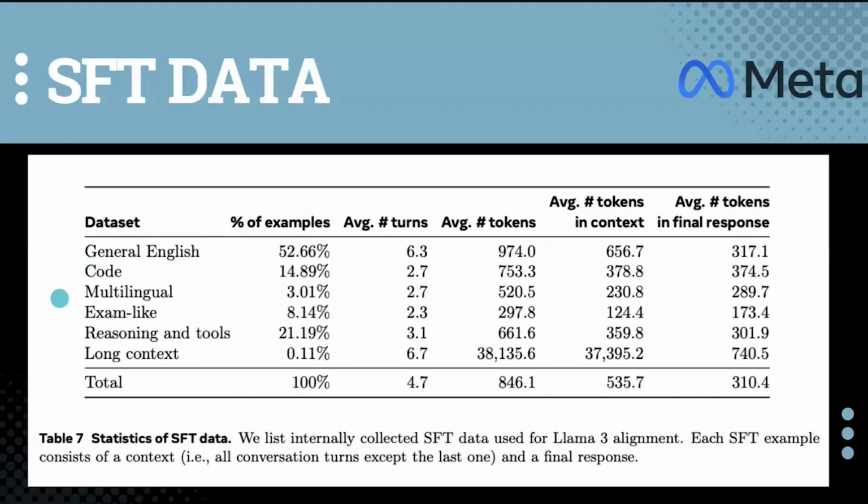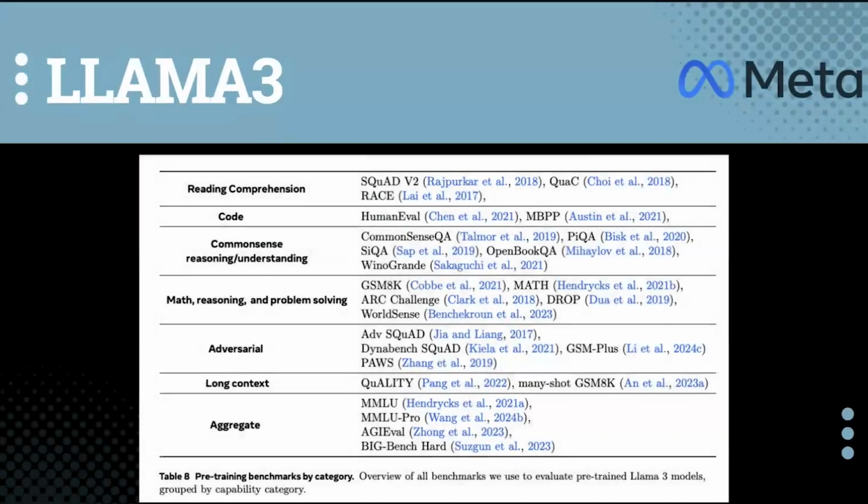English, code, other languages, reasoning. Look at this. Reasoning and tools, 20% of the examples. Long context, got to throw a little long context goodness in there. It's starting to get more and more complex, ever more complex. And the benchmarks too, check these things out. You won't be surprised to see, if you look down here in the bottom where it says aggregate, we now not just have MMLU, we have MMLU Pro 2024, because of course we're smashing benchmarks over here.